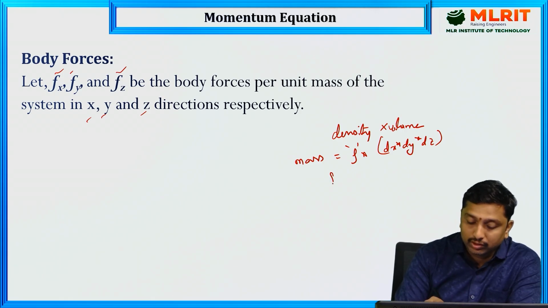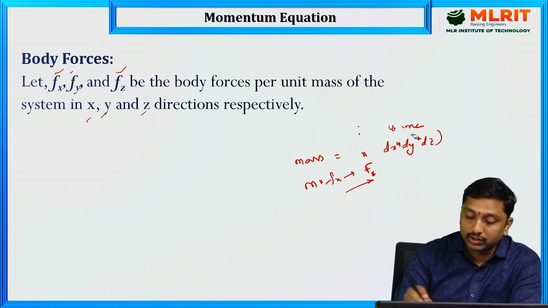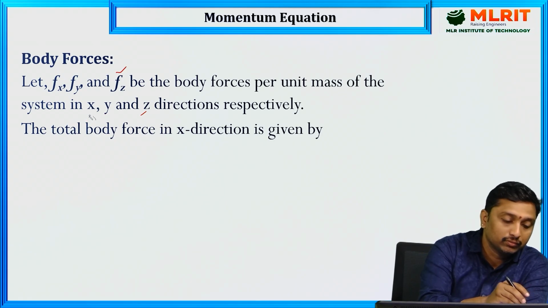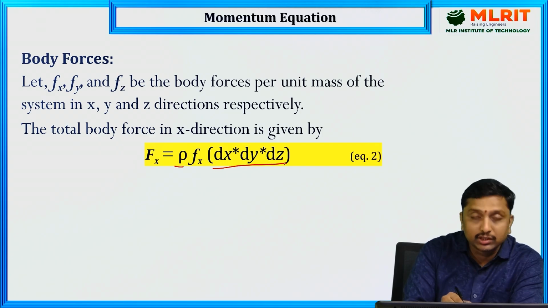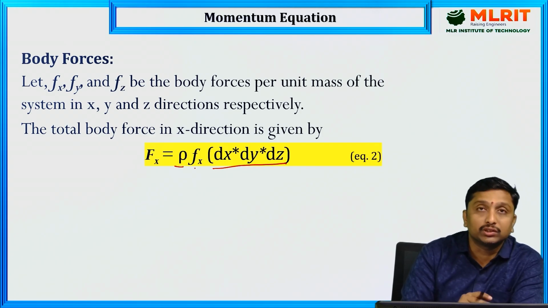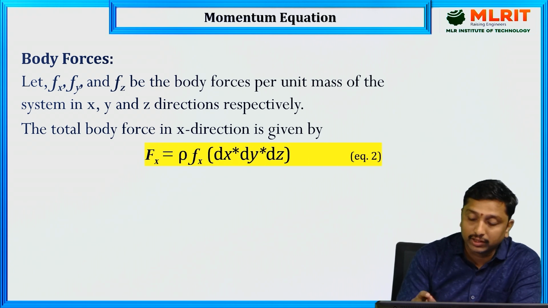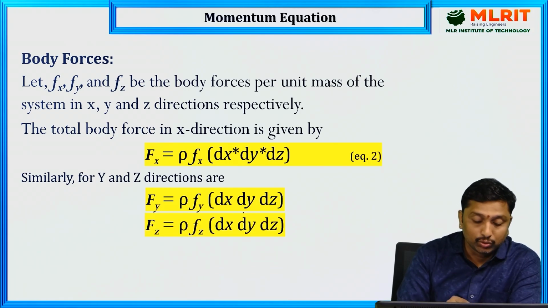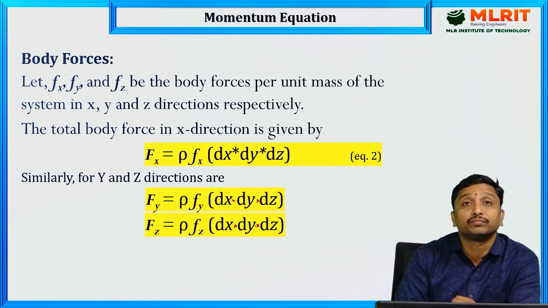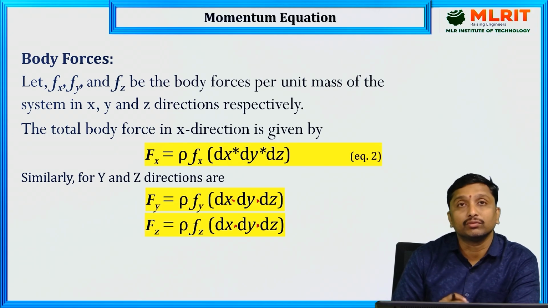If I multiply this with fx, which gives me the body force in x direction, m into fx will be equal to the body force in x direction. So let us write that. The total body force in x direction can be given by Fx is equal to rho into dx dy dz, which is mass into fx, the total body force in x direction. Similarly, we have to do it in the other two directions, y and z. So Fy is equal to rho fy dx dy dz, and Fz is equal to rho fz dx dy dz. So this is the expression for body forces in x, y and z directions.